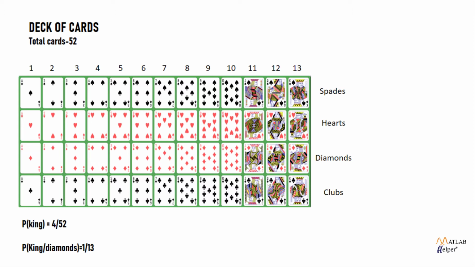Pick a random card, you know it is a diamond. Now what is the probability of getting a king? This problem is called a conditional probability, where you know the event has already happened. So the answer is 1 by 13, where 13 are the diamond cards. This is how the conditional probability is represented.